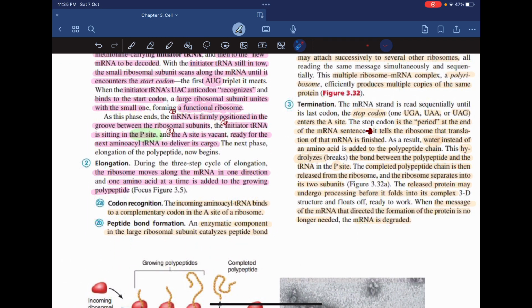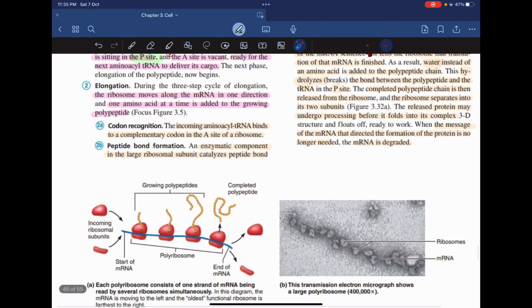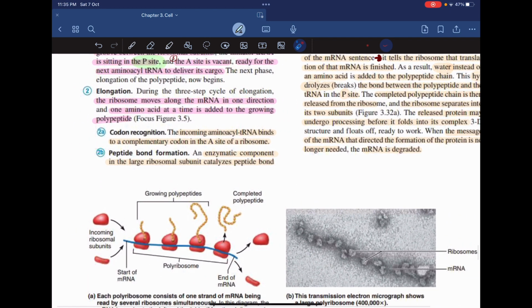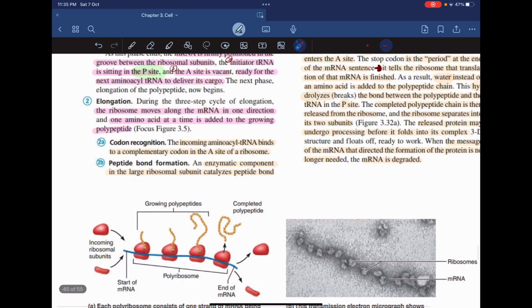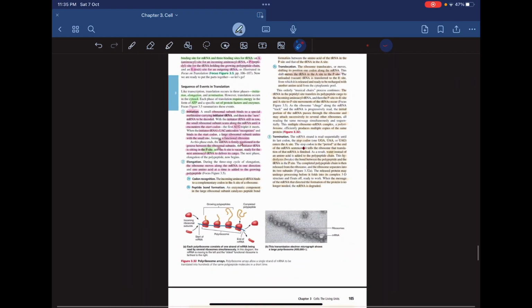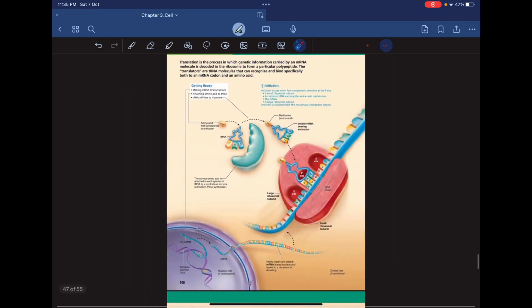So going to the next phase, which is elongation, the ribosome moves along the mRNA in one direction, and one amino acid at a time is added to the growing polypeptide, as you guys can see here. It adds another amino acid, and more and more until it finishes, and we have a complete polypeptide. So for codon recognition, the incoming aminoacyl-tRNA binds to a complementary codon in the A site of the ribosome. Let me show you here.